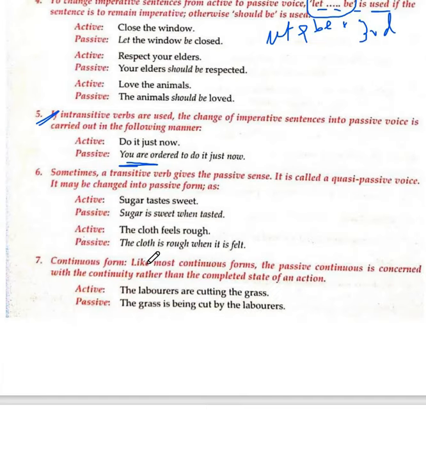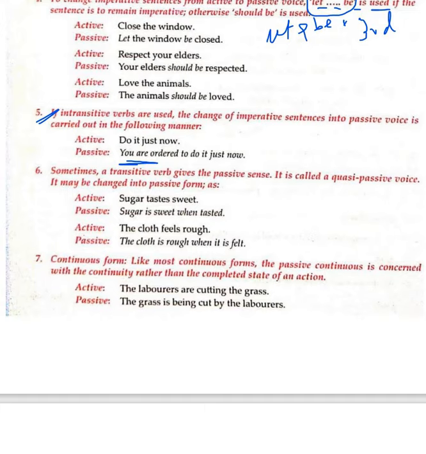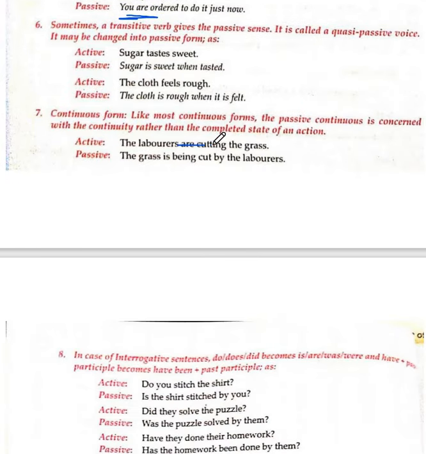Okay, next the continuous form, like the present continuous. This is a known one. "Are being" is used. So here you can see: the laborers are cutting the grass. When you use this one in passive, you will write that the grass is being cut by the laborers. So this way it's not a very difficult one, it's very easy. When we use it in passive voice, we use "are plus being".